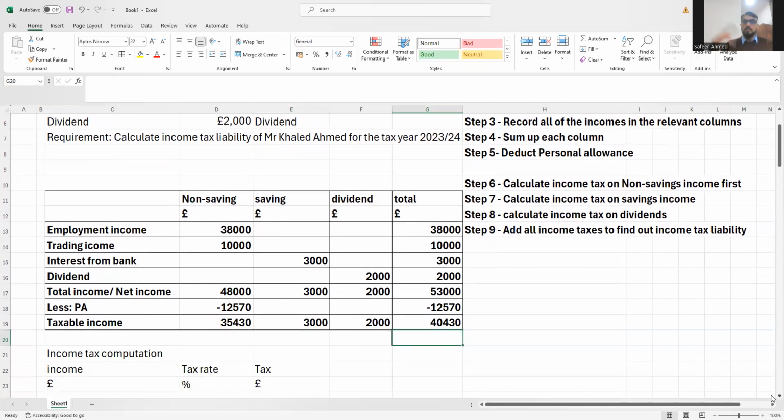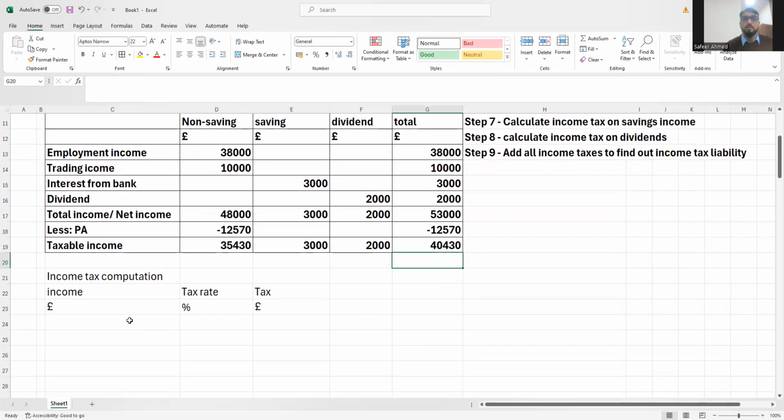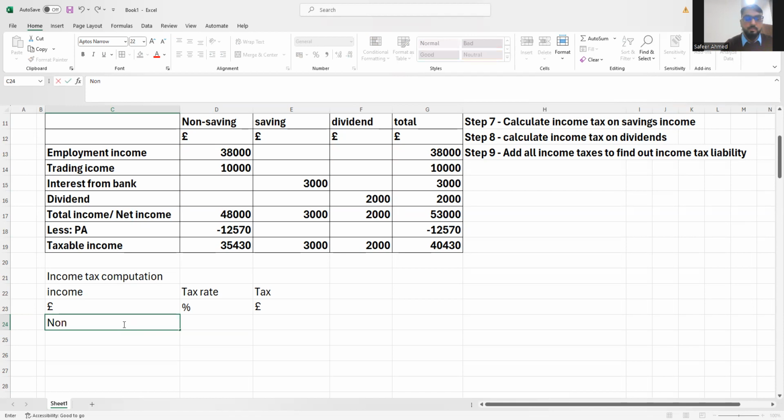Now, income tax computation. So now we have the taxable income, so we're going to calculate our income tax. First of all, you always start with the non-saving income. There is a threshold, remember, 37,700. So up to 37,700, we pay the basic rate. The basic rate for non-saving and saving income is 20%. For dividend, for this tax year, it is 8.75%. Okay, so we start with the non-saving income first.